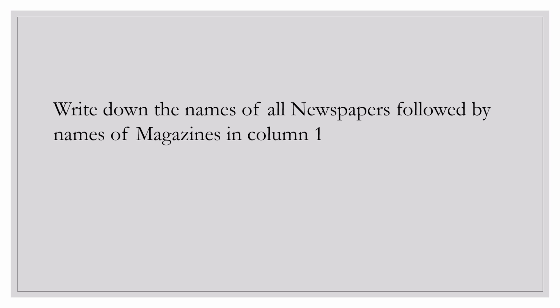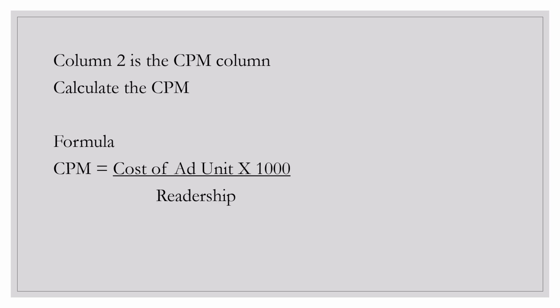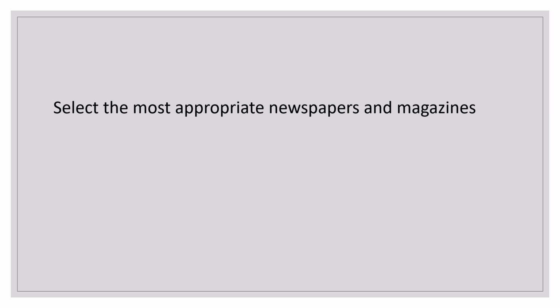Begin by writing down the names of all the newspapers, followed by the magazines in column 1. Column 2 is the CPM or the CPT column. Calculate the CPT. The formula is cost of ad unit into 1000 upon readership. Once you have filled in the CPM, choose the most appropriate newspapers and magazines that are suitable for you to advertise the product or brand that is given to you.